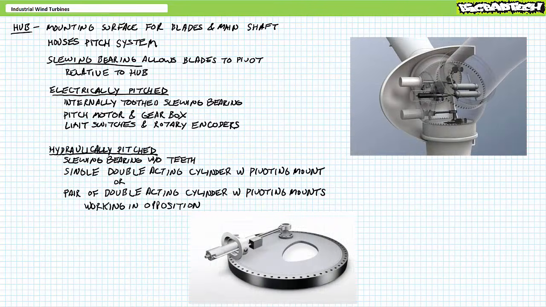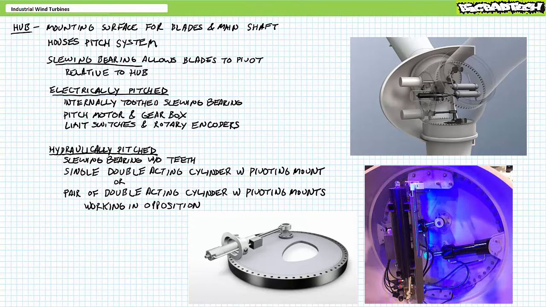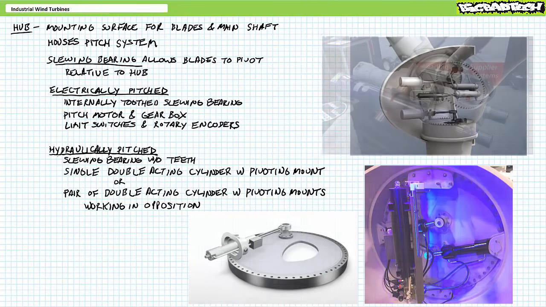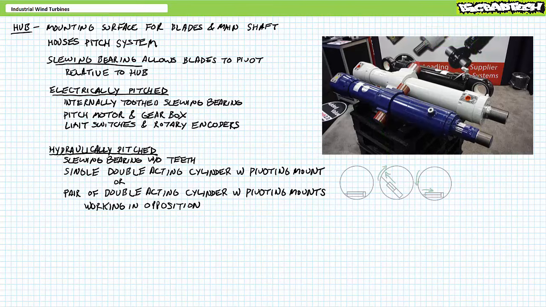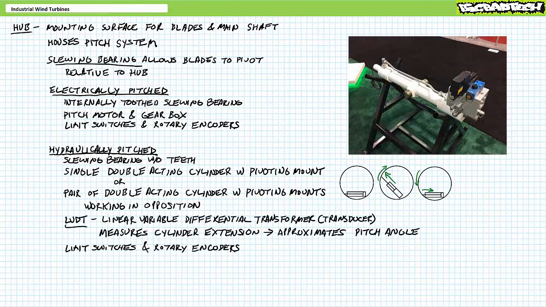Hydraulic pitch systems, in contrast, use a single double-acting hydraulic cylinder, or if the blades are sufficiently massive, a pair of double-acting hydraulic cylinders working in opposition to change the pitch angle of the blade. Pivoting trunnion or clevis mounts on the cylinders allow the linear extension and retraction of the rod to change the rotational angle of the blade, such that when extended, the blade is pitched forward, and conversely, when retracted, the blade is pitched back. A common method used to determine pitch angle for hydraulic pitch systems is incorporating a linear position sensor, known as an LVDT, or linear variable differential transformer, inside the cylinder rod.